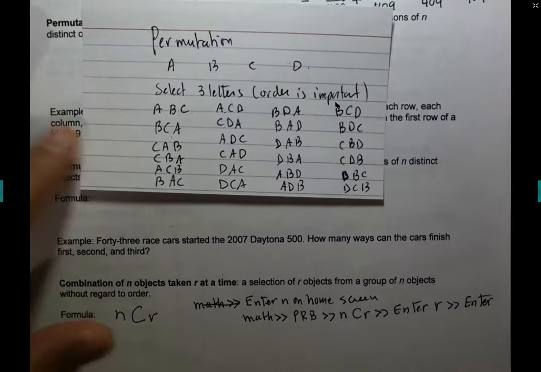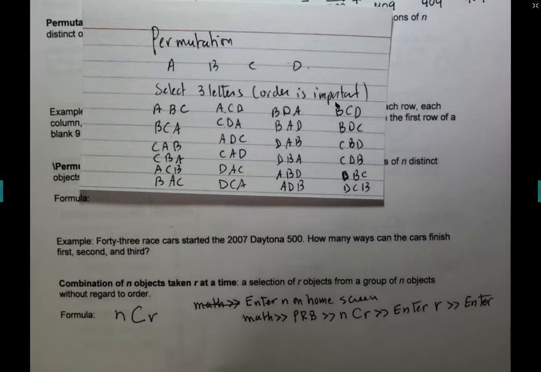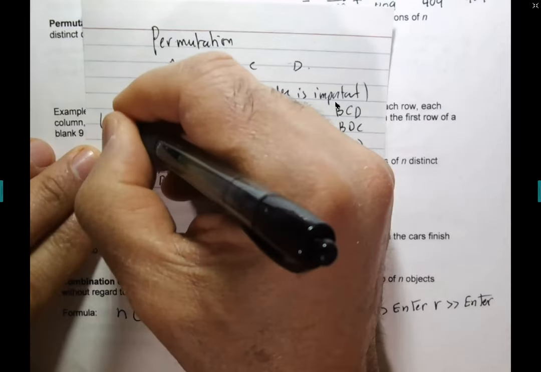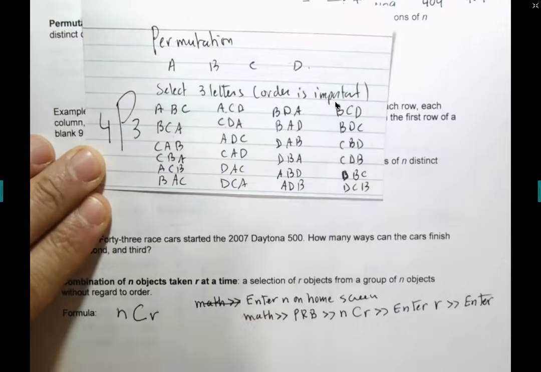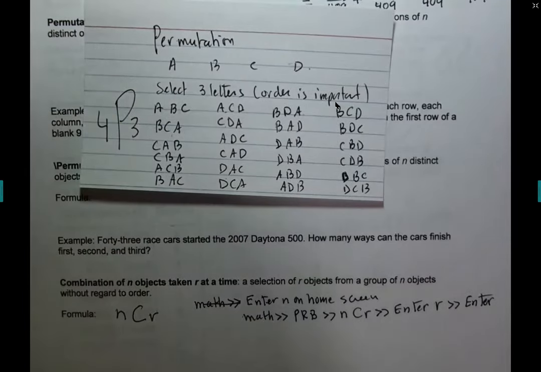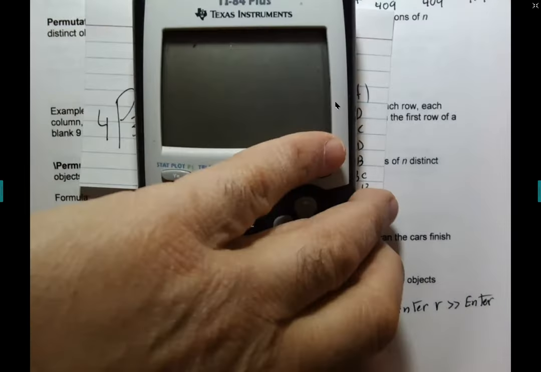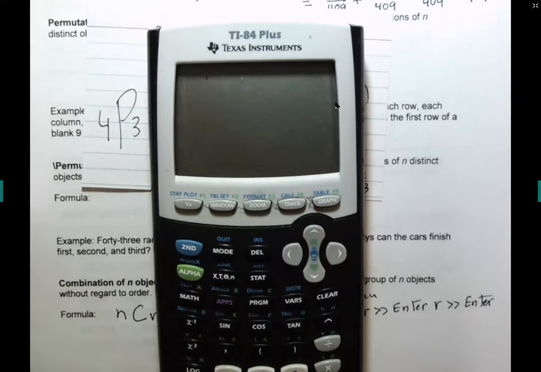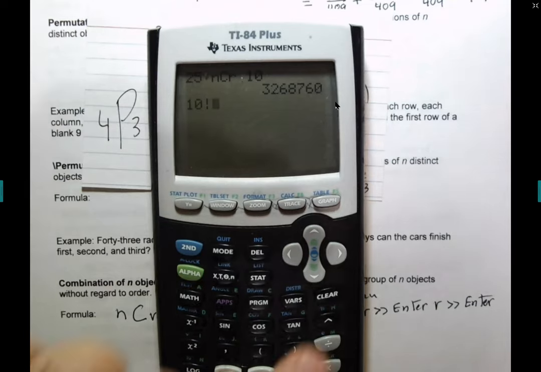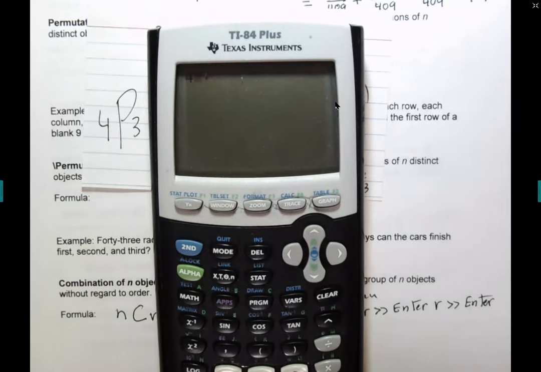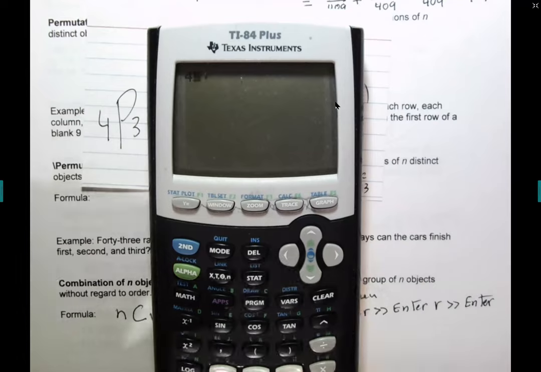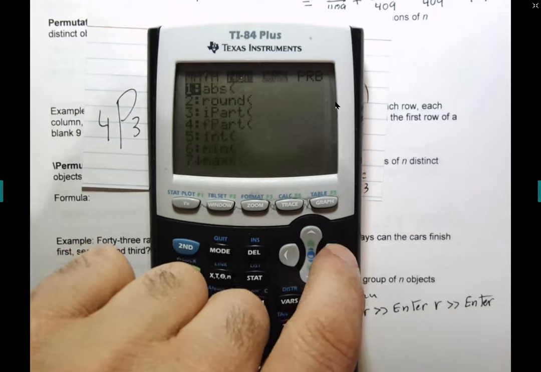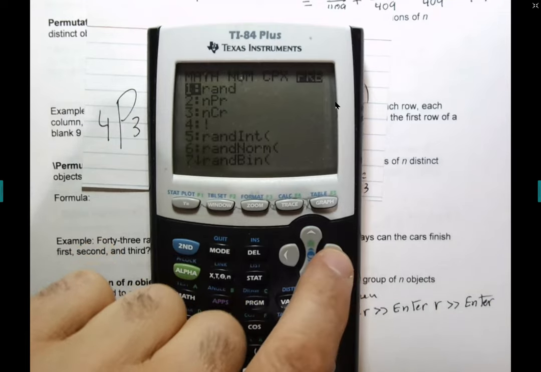Okay. If the order matters, guys, you don't use the C, you use the P. So I have four letters, and I want to select the three, but the order matters. So I go and do a 4P3, and watch, guys. You put four on the home screen. Oops, clear. Four on the home screen, watch. It's very easy. You go to math. And I do encourage you to use the calculator. That's fine. You can do all those combinations using the calculator.